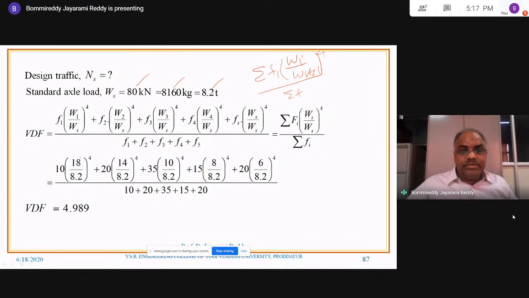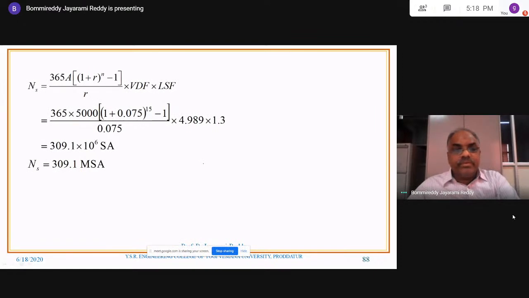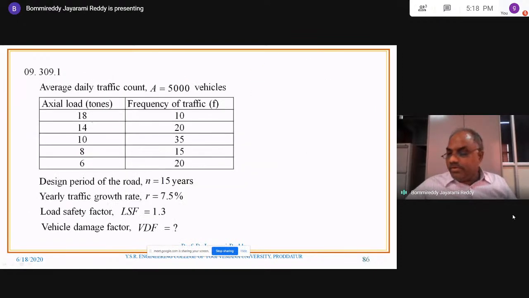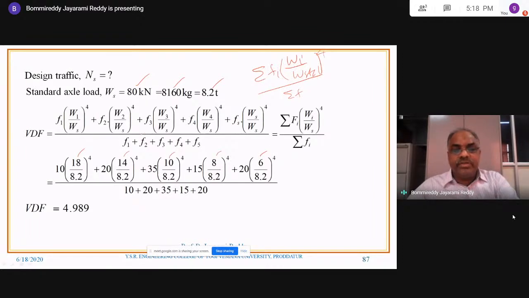So here, Wi by W standard: one is 18 tons, then 14 tons, 10 tons, 8 tons, 6 tons. So here you can look at 18, 14, 10, 8, 6. These are the actual loads that are passing, and the standard load is 8.2 tons. Based on this substitution, you will get the vehicle damage factor as 4.989. Sometimes this may be the question in the examination.